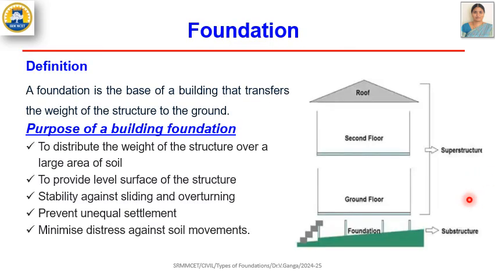In general, a structure or a building has two major components. One is superstructure and another is substructure. The elements which are present above the ground level are called superstructural elements, and the elements which are below the ground level are called substructural elements. For example, slabs, beams and columns come under the superstructural elements, and the foundation and the plinth beam, which are present below the ground level, are called the substructural elements.